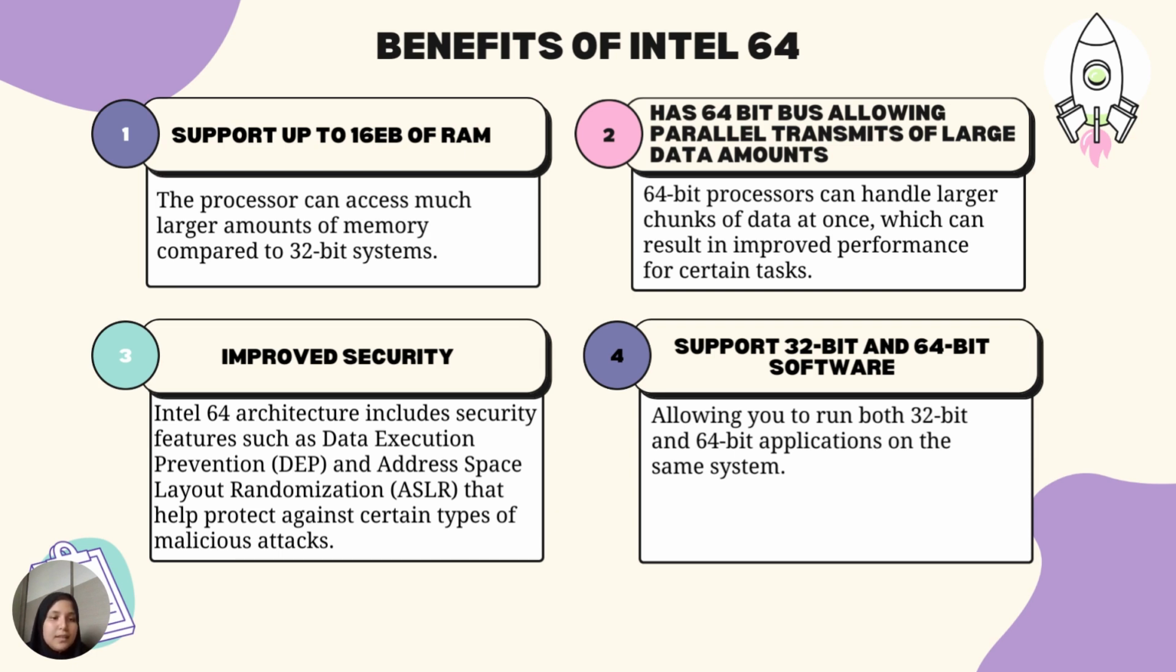Third, improved security. Intel 64 architecture includes security features such as data execution prevention and address space layout randomization that help protect against certain types of malicious attacks. Fourth, support for 32-bit and 64-bit software, allowing you to run both 32-bit and 64-bit applications on the same system.